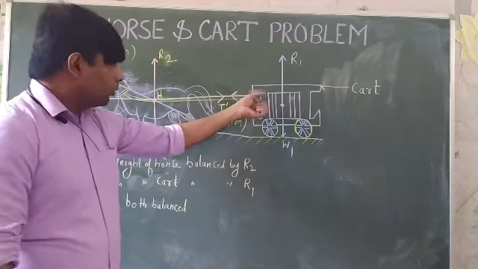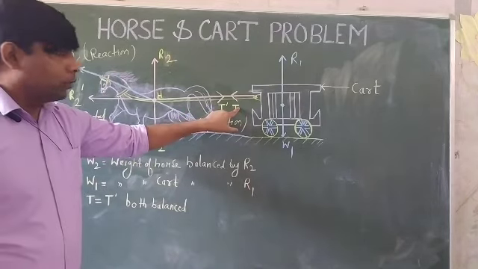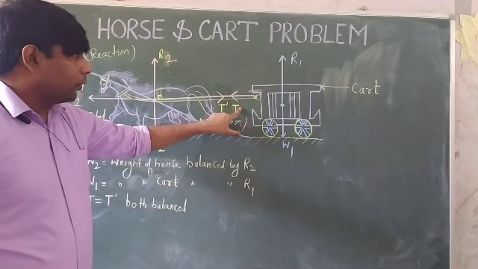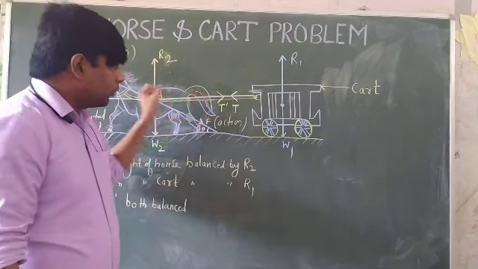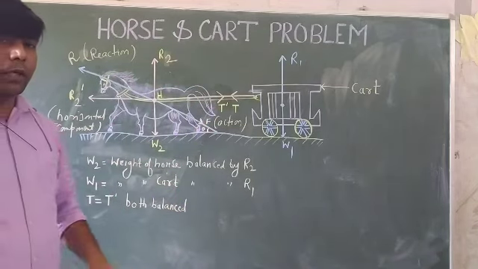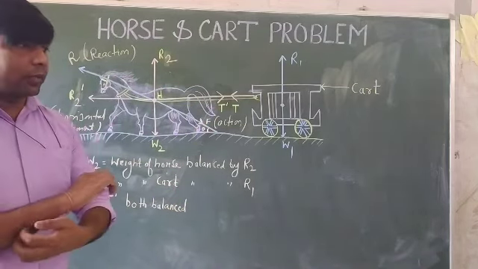Now this force will push the cart. Tension means force. We have read different types of forces. So this cart will pull the horse with a tension T. They are equal and opposite, so both are balanced. Balanced means they are equal, and they will get cancelled out.